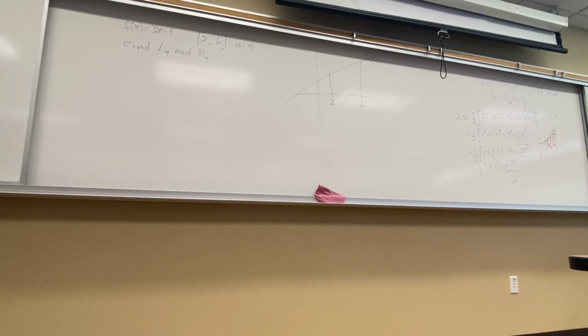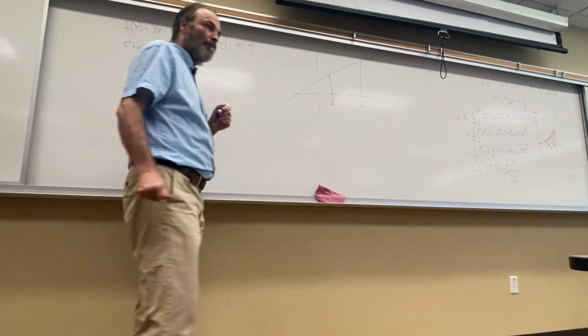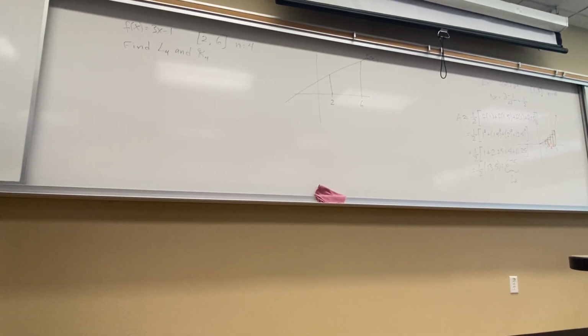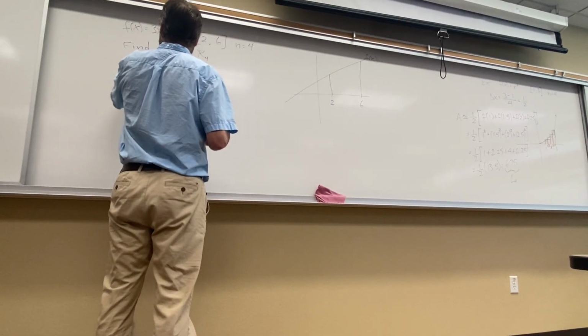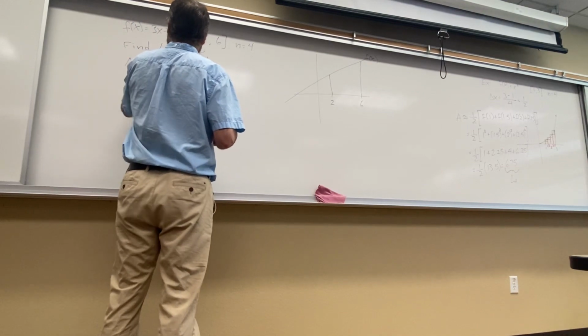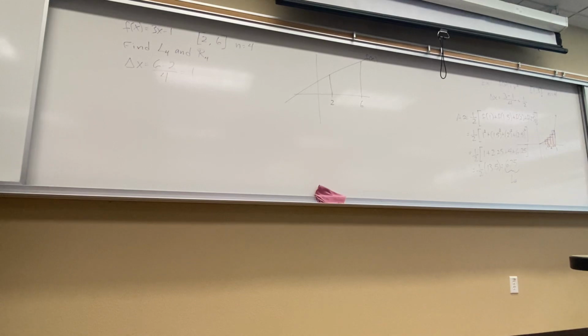This would be interesting, right? So what do you guys get for delta x? Delta x is 6 minus 2 over 4. So then 4. Okay, is everybody okay with that for delta x?